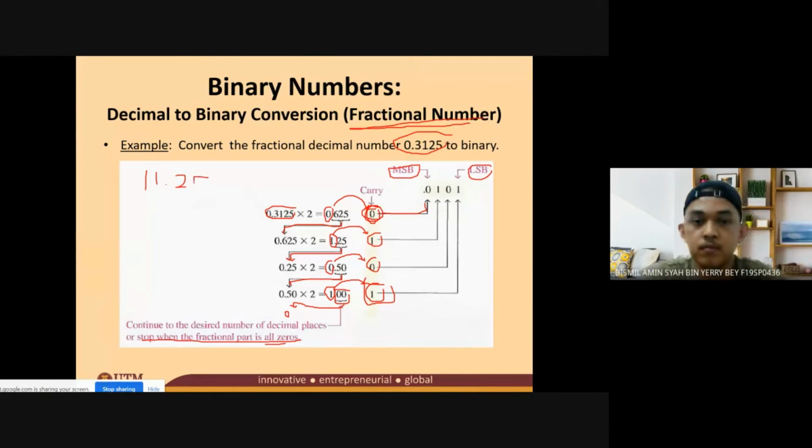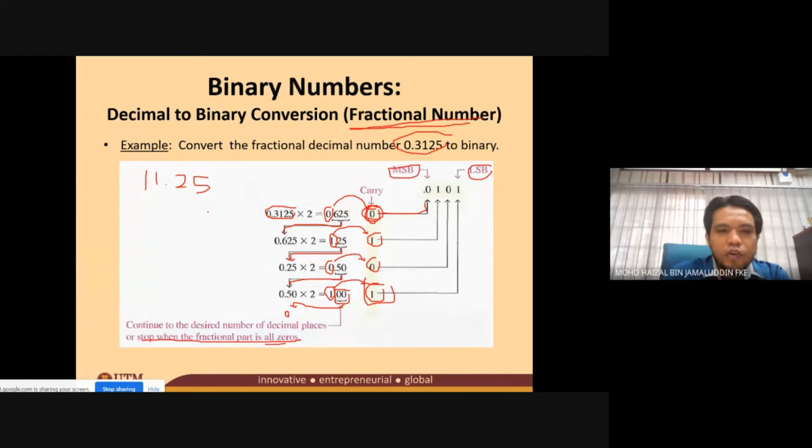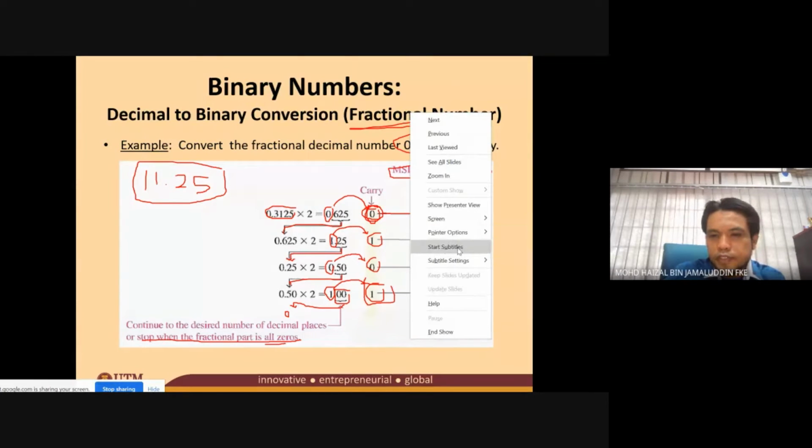Example, 11.25. Okay. Convert this value to binary. So how we want to do that? Do this. The example.